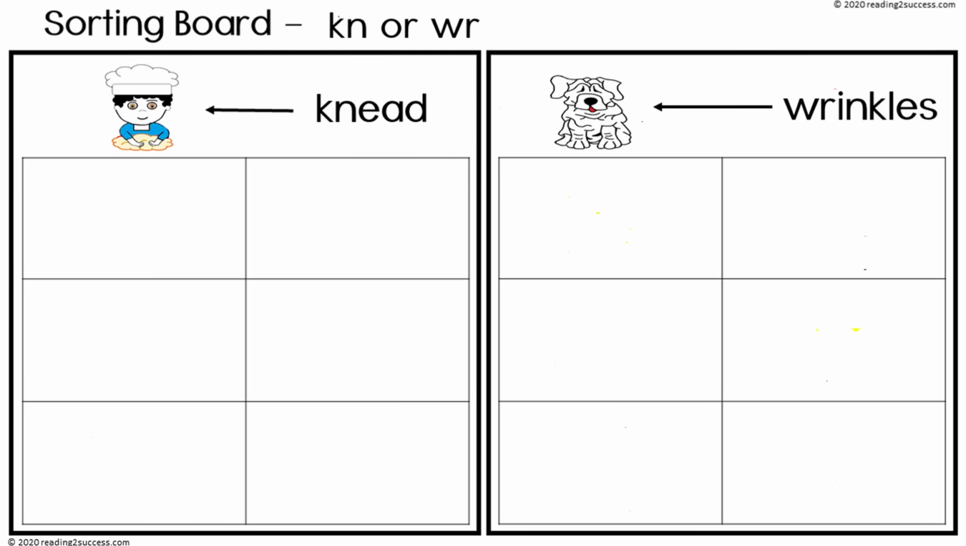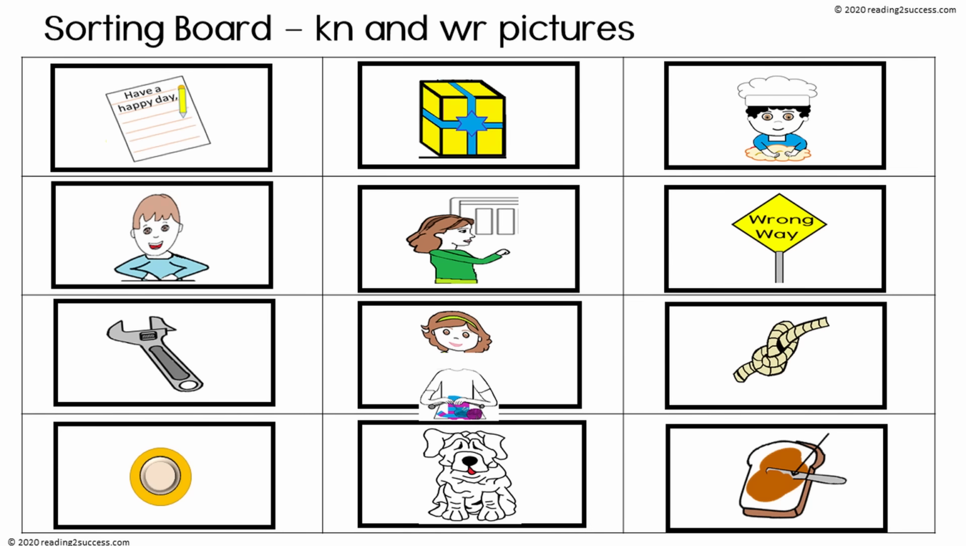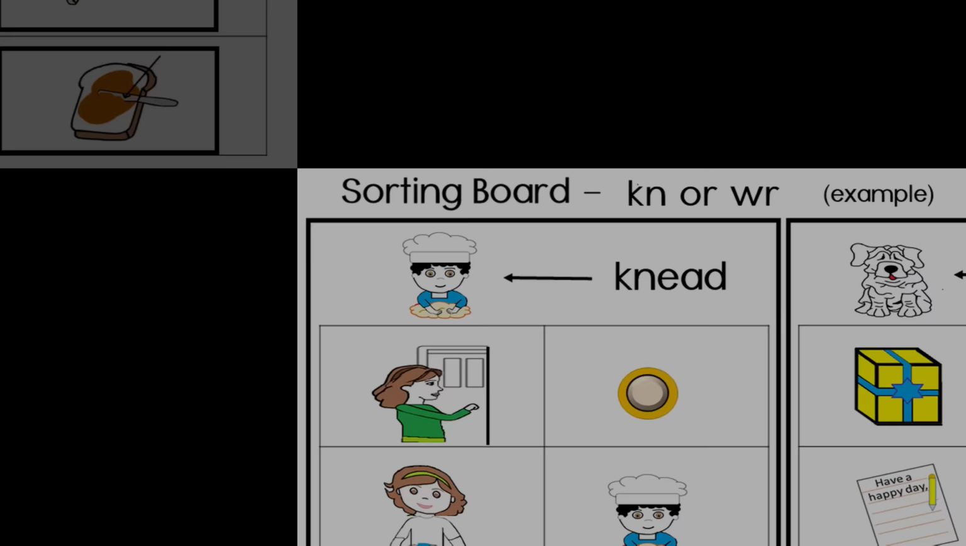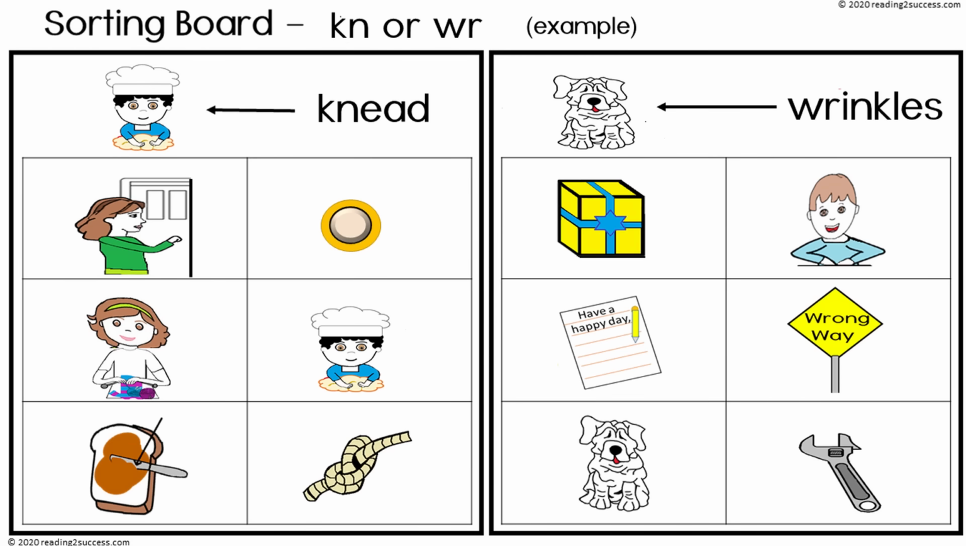Using these 2 templates, have kids sort the pictures into the right category. Either they begin with KN that makes the N sound, or they begin with WR that makes the R sound. And this is an example of a completed sorting board activity.